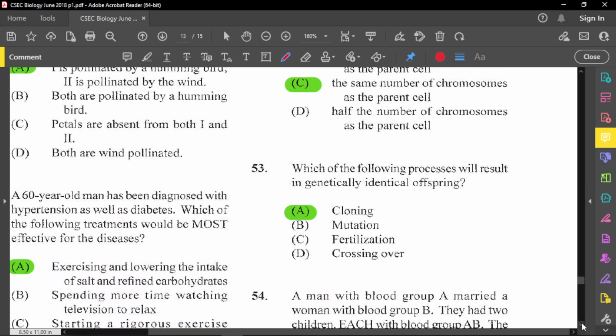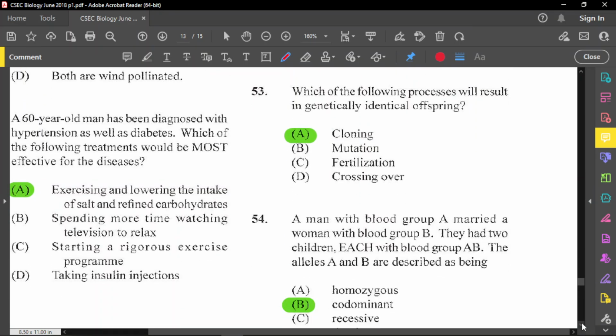All right, 53, which of the following processes will result in genetically identical offspring? And cloning is the correct answer. Mutation creates variation, differences. Fertilization is sexual reproduction, so definitely gametes cross from the male and female parts. And also crossing over, that is very important in sexual reproduction to bring about variation, right? That's when you have genes exchanged from one chromosome to another.